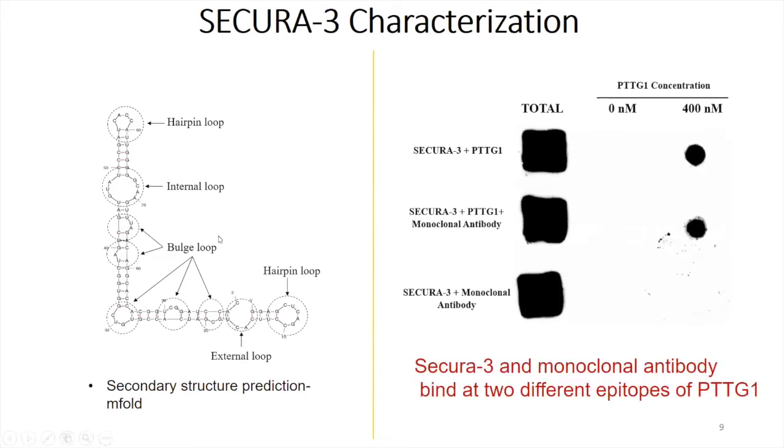As you can see from this result, the Sekira 3 aptamer was still able to bind to PTTG1 even in the presence of the monoclonal antibody. So we hypothesize that even in the presence of the monoclonal antibody, the binding of this aptamer towards PTTG1 is not perturbed. Therefore, we suppose that the binding sites of Sekira 3 and the monoclonal antibody are at two distinct sites on the surface of the PTTG1 protein. This is quite exciting because we can use both this aptamer and the antibody in concert in any sandwich assay.